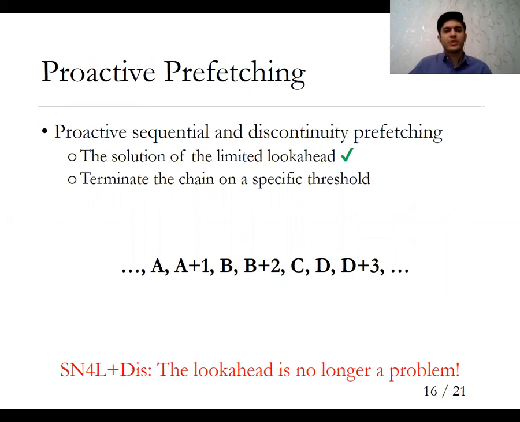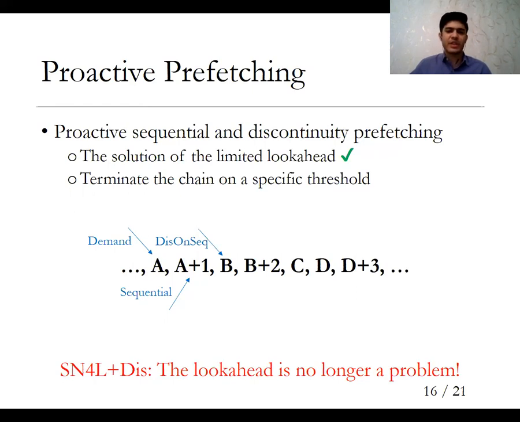While SM4L tries to offer timely prefetches, in the presence of frequent discontinuities, SM4L's high look-ahead will not give a benefit. To effectively prefetch these cases, we propose a proactive sequential and discontinuity prefetcher. Suppose that block A is demanded. SM4L is triggered to prefetch A plus 1. When this prefetch candidate is determined, we consult this prefetcher to know whether this block has a discontinuity or not. This prefetcher finds 1 and prefetches B.